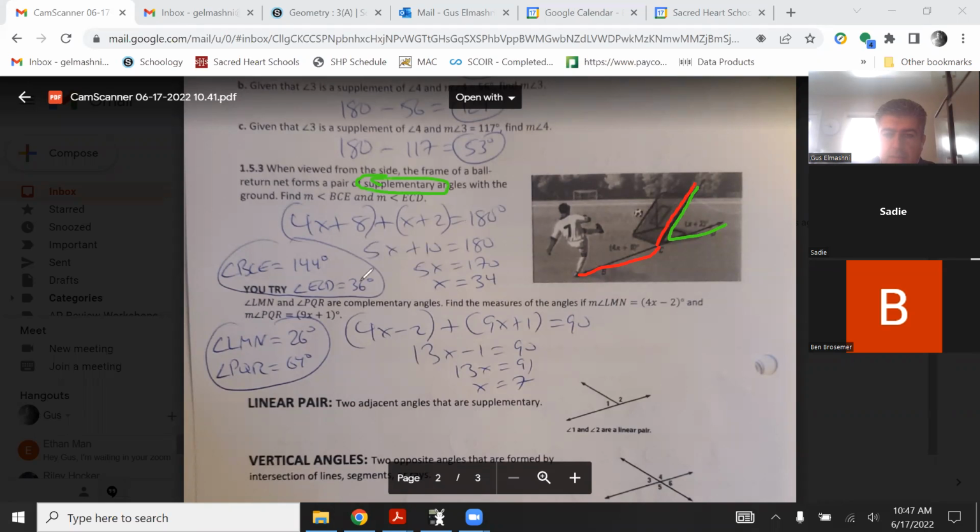And then you try another situation. Now these are complements, so they have to add to 90, and you're given both expressions. So you add both expressions, set it equal to 90, solve for x, you should get 7, and then plug in 7 to each expression to get the measure of each angle.